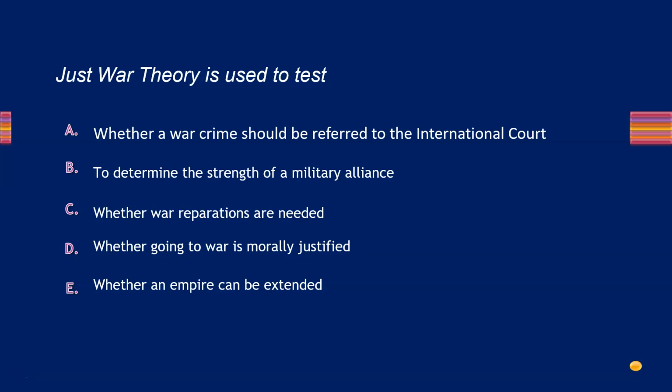So first, just war theory is used to test whether a war crime should be referred to the International Criminal Court, to determine the strength of a military alliance, whether war reparations are needed, whether going to war is morally justified, or whether an empire can be extended. What do you think?